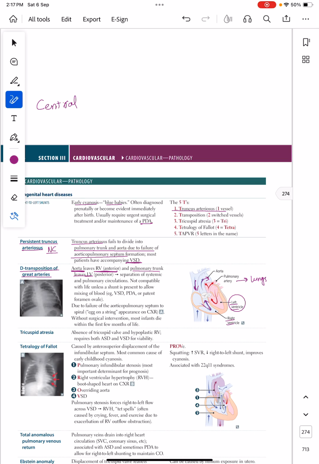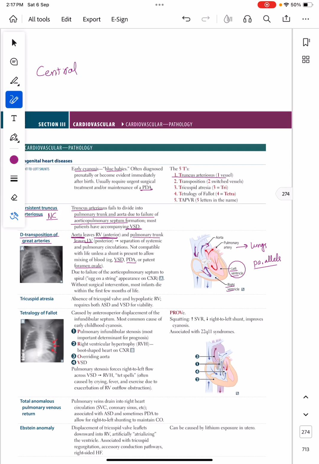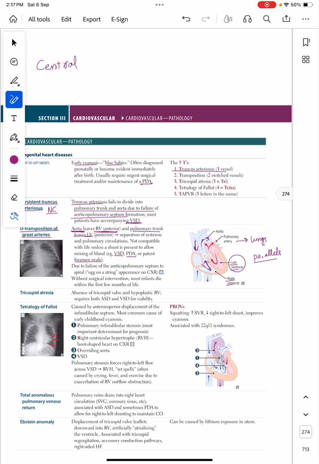So there are two parallel circuits. Two parallel circuits are developed, and there is no mixing of the blood. So this kind of circulation is not compatible with life until there is a shunt, and that shunt is either a VSD or a PDA or a patent foramen ovale, which allow mixing of the blood. If there is no mixing of the blood, the child dies soon after birth. So there we therapeutically keep the PDA open.